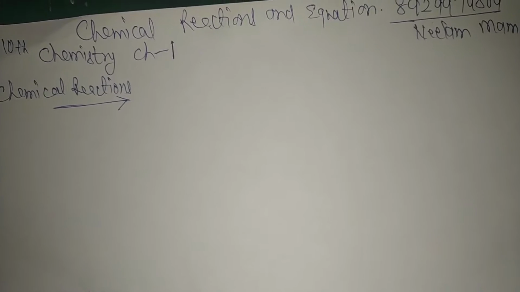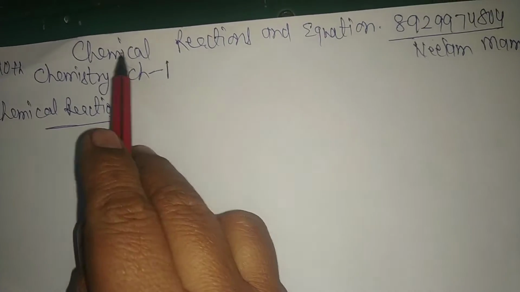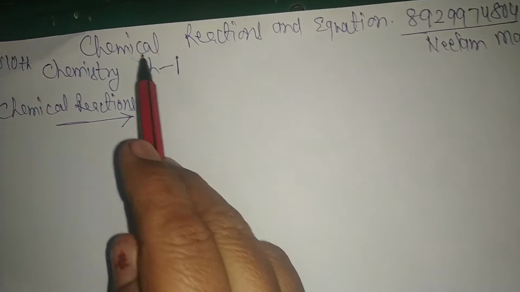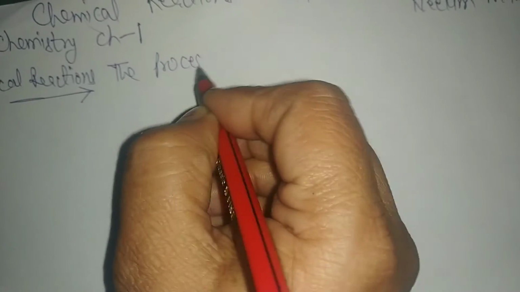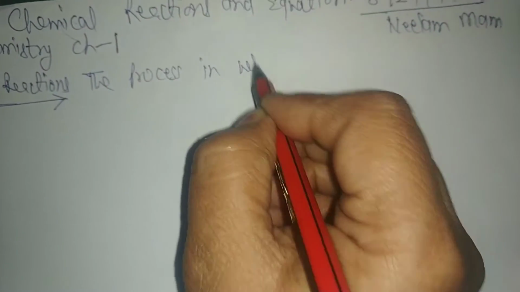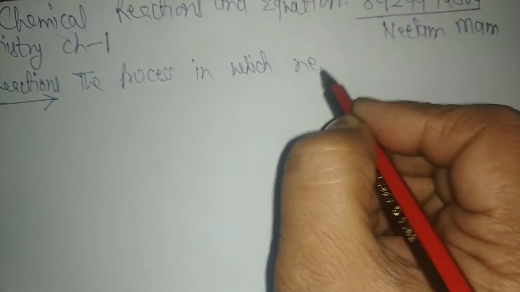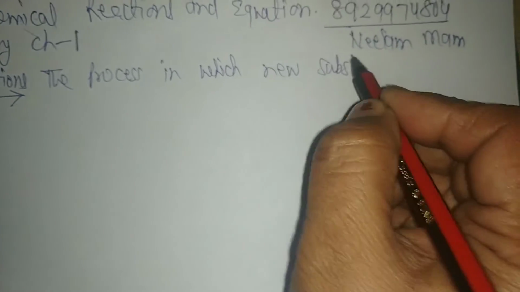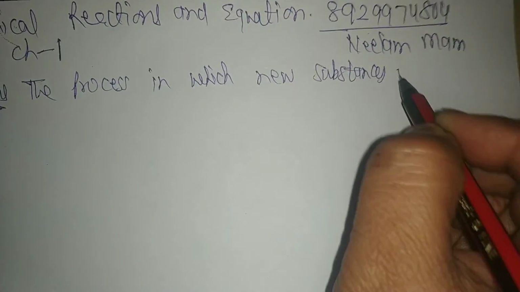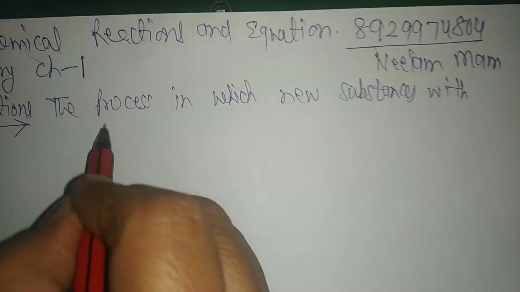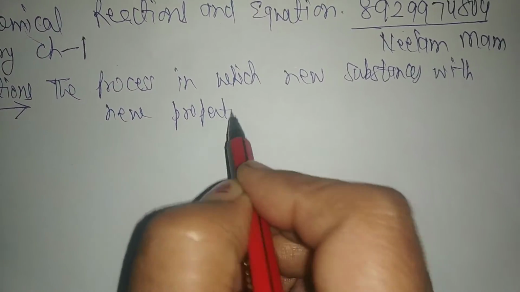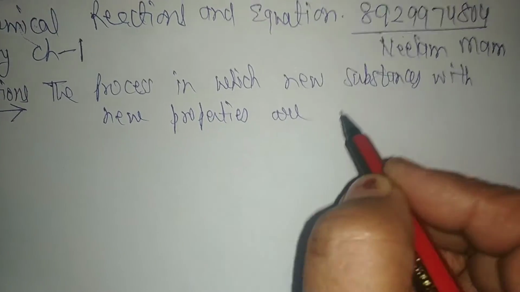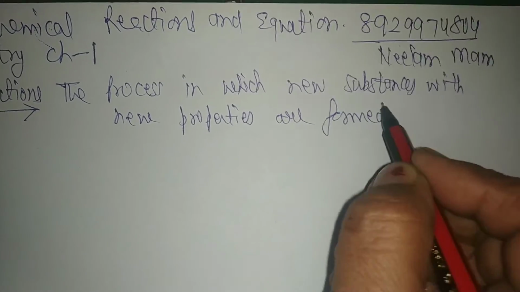So as per usual, the name of the chapter is chemical reactions and equations. So we will understand what chemical reactions are. The process in which new substances with new properties are formed. So what do you mean?